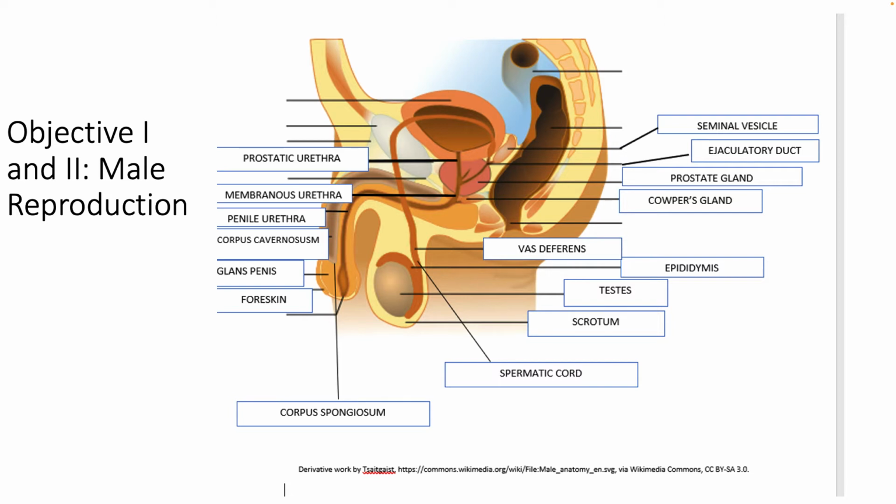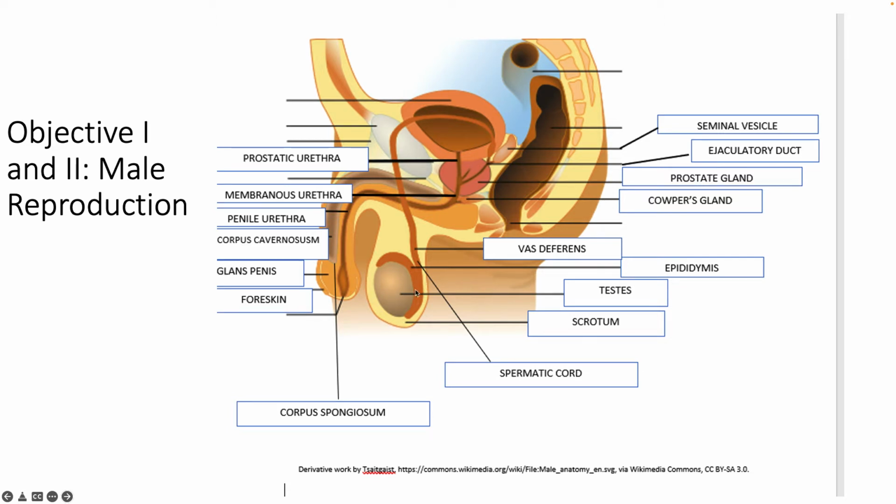All right. So starting off, we have our testes down here. So this would be the teste, and then surrounding the teste would be the epididymis. All right. And then these are held within the scrotum. So you can kind of see this sac-like structure going around it is the scrotum.